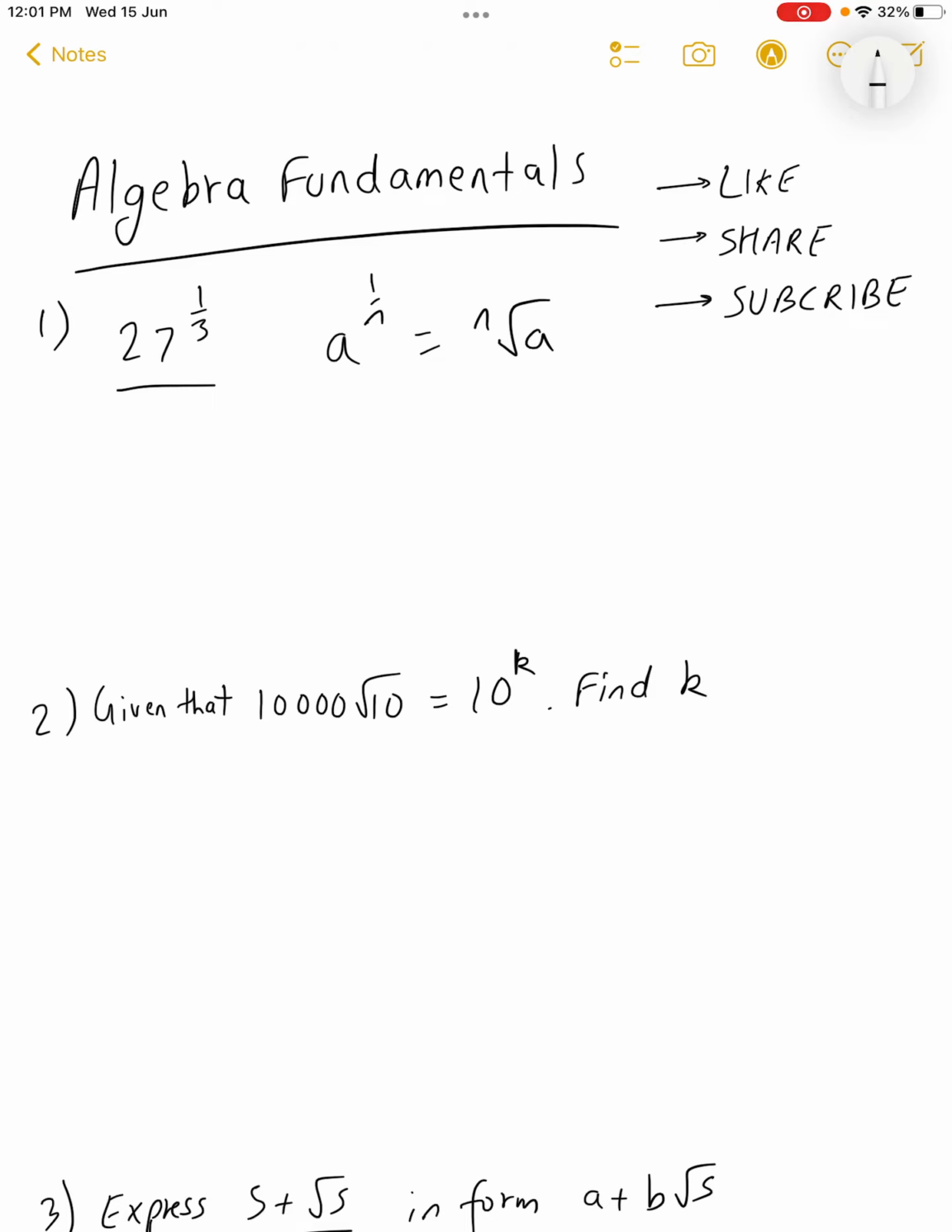So indirectly, you're just saying that 3 will be the cube root of 27. If you go on your calculator and hit the shift button and hit 3 and get 27, you should be getting 3. That should be your answer for the first question.